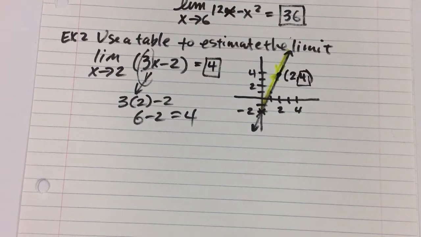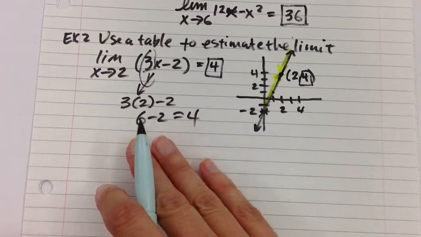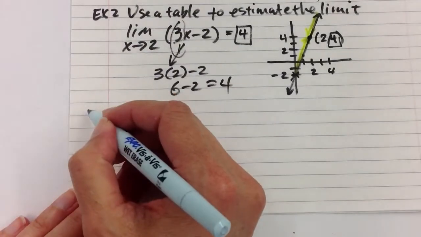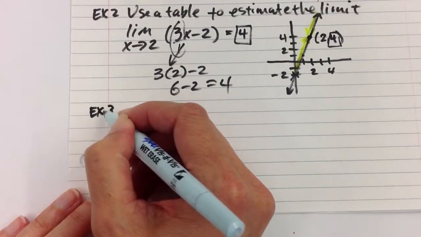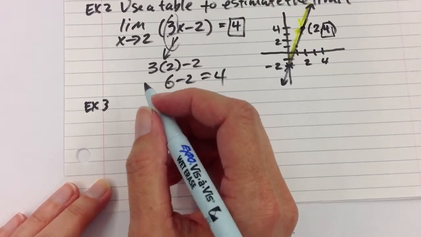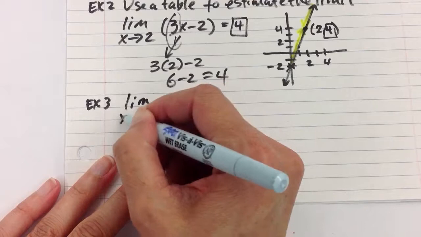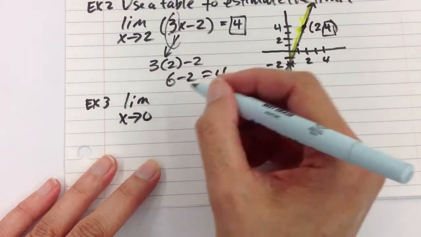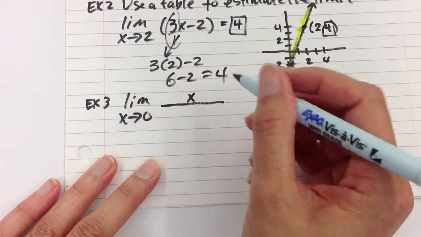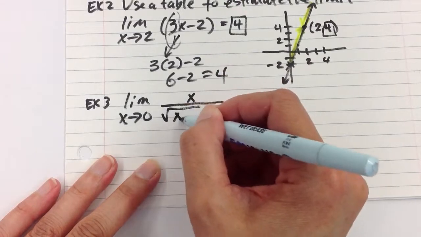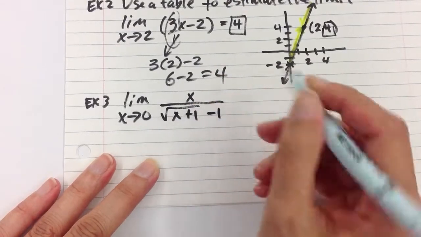Okay, the problem comes when you plug in a number and you don't get the limit. Like example 3 here. So if we look at example 3, it says use a table to estimate numerically the limit, find the limit as x approaches 0 of x over the square root of x plus 1 minus 1.